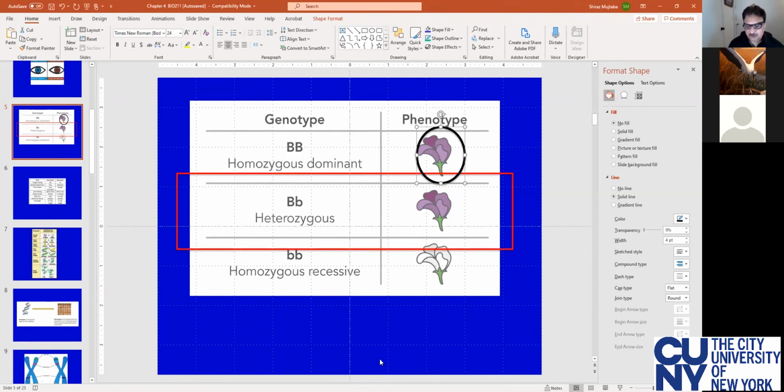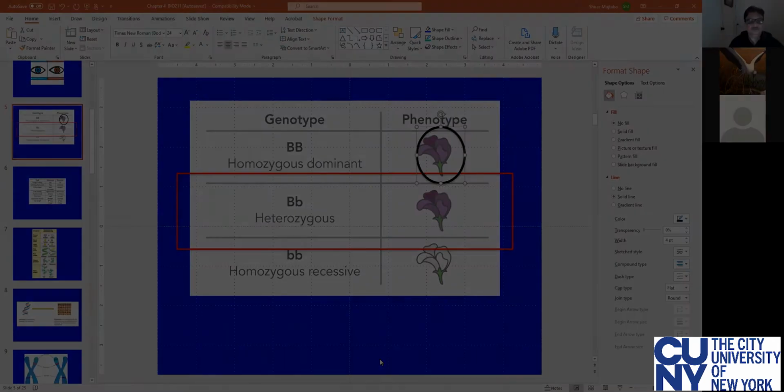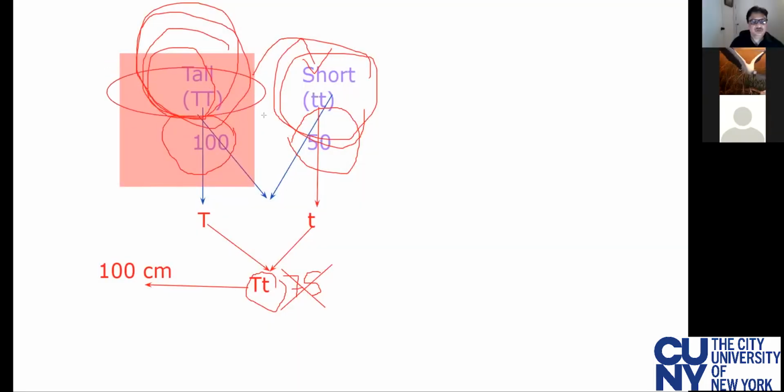Let's understand in the context of tallness. TT represents tallness, and this is homozygous dominant. Small t represents shortness. Because they're identical, it is homozygous recessive. It doesn't express itself. What about this? Big T, small t is heterozygous. But because tallness is dominant, all the plants are tall, so this is the heterozygous condition.